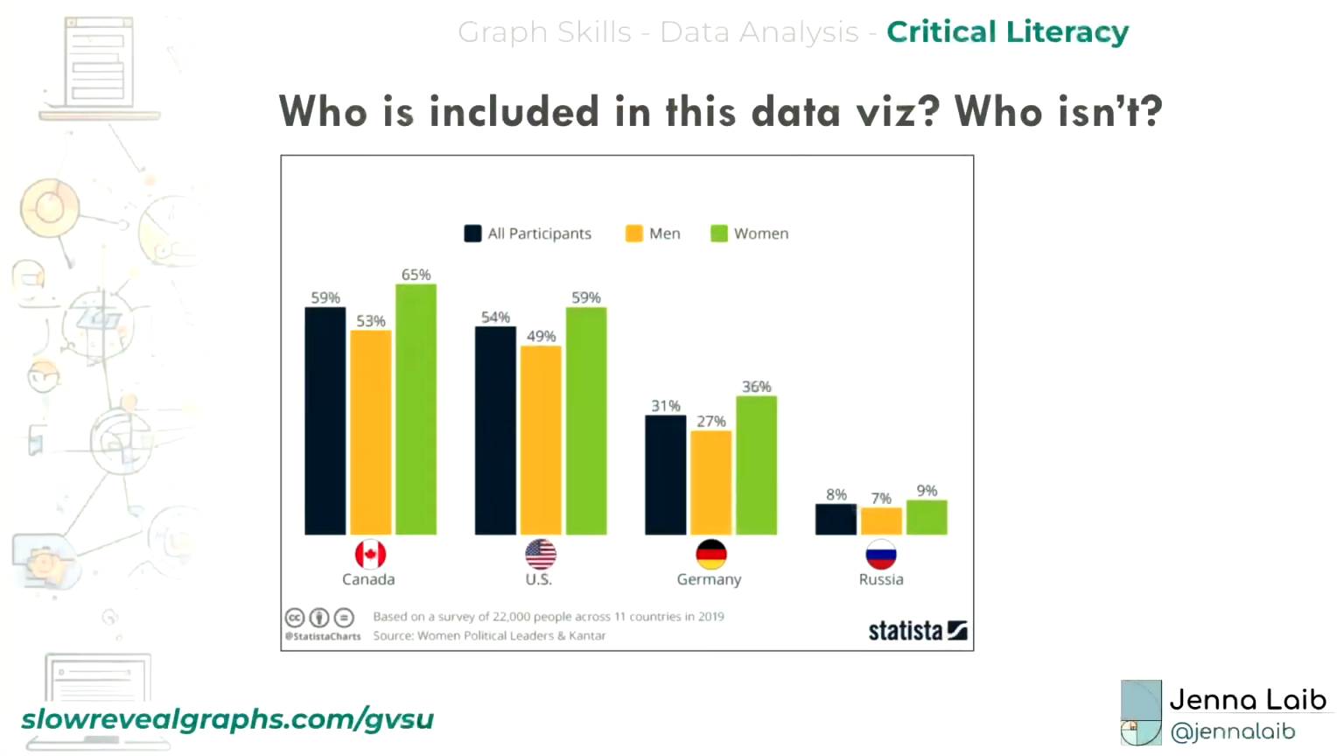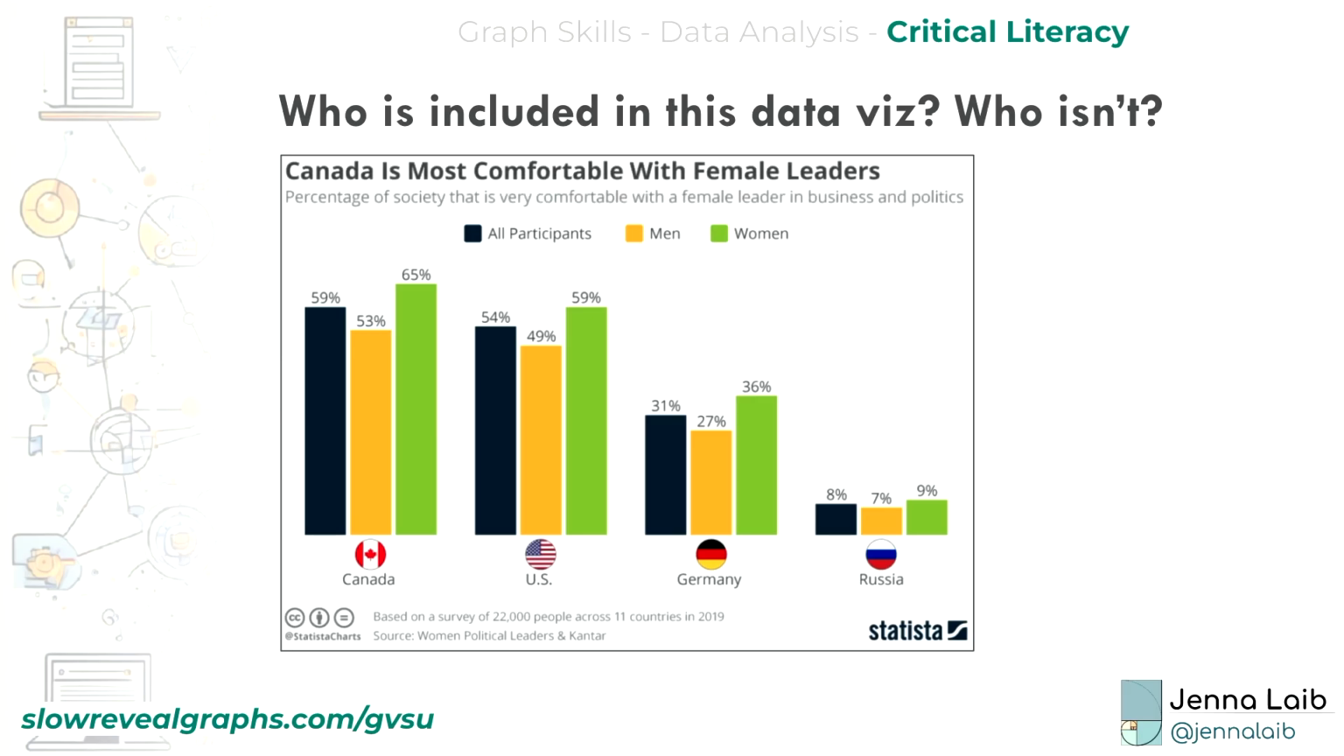And then we revealed this. Well, it's actually these countries: Canada, US, Germany, and Russia. And in fact, I'll show you that the headline of this graph from Statista is, Canada is the most comfortable with female leaders. Well, that's only 4 countries. How do we know for certain that Canada is the most comfortable with female leaders, given that there's only 4?